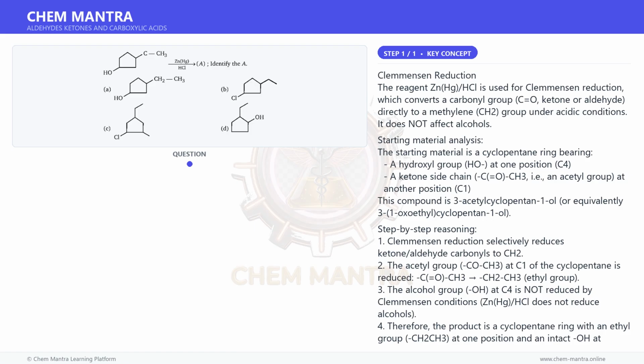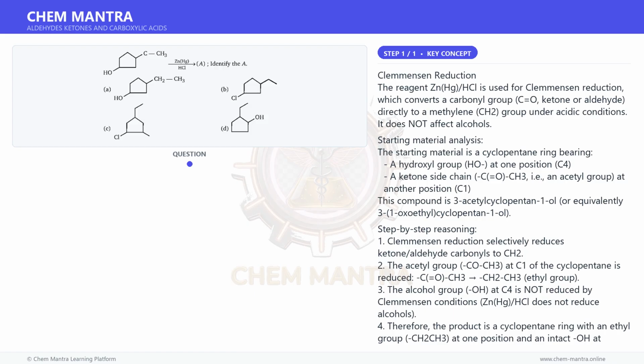This corresponds to option A, cyclopentane with OH at C4 and CH2CH3 at C1. Wait, the given answer is B. Let me re-examine the structures. Re-examining option B, a cyclopentane ring with CH2Cl, chloromethyl, at C4 and an ethyl group at C1.